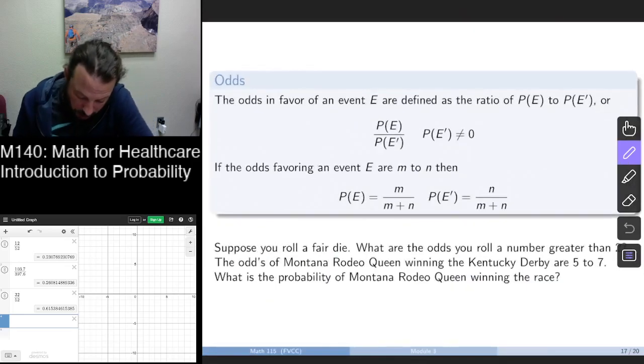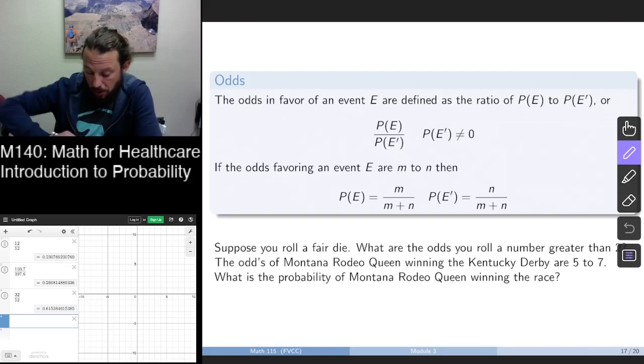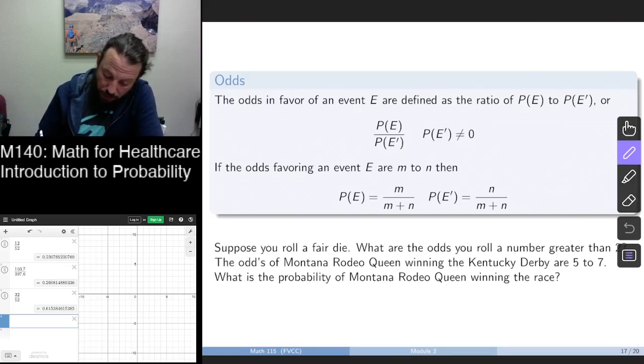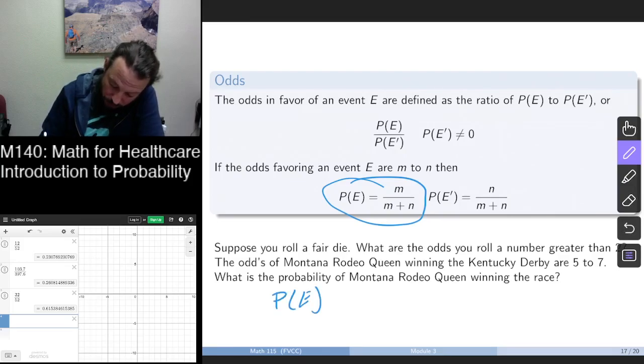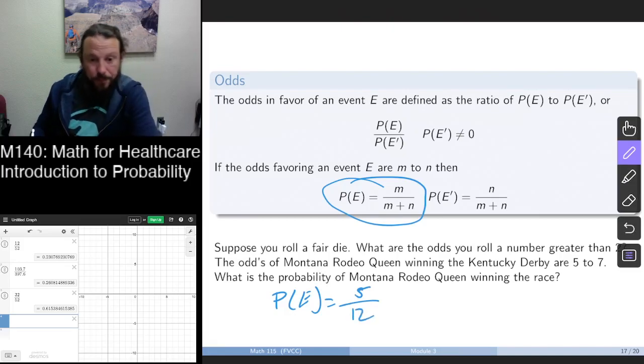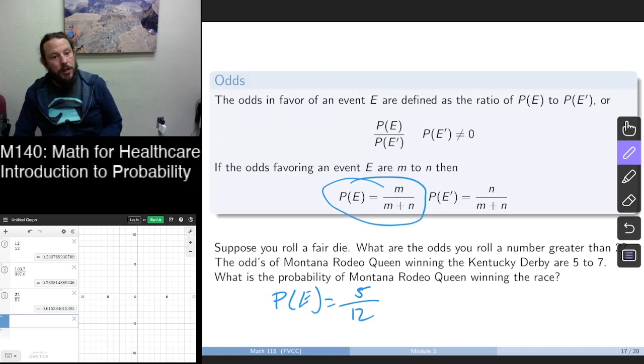Now the other way. The odds of the Montana Rodeo Queen winning the Kentucky Derby are 5 to 7. What's the probability of the Montana Rodeo Queen winning the race? So we're going to use this. That tells me my numerator. Let's say that's my event E, Montana Rodeo Queen winning the Kentucky Derby. I have 5 divided by 5 plus 7, or 12. And that's how to go back and forth between odds and probabilities.